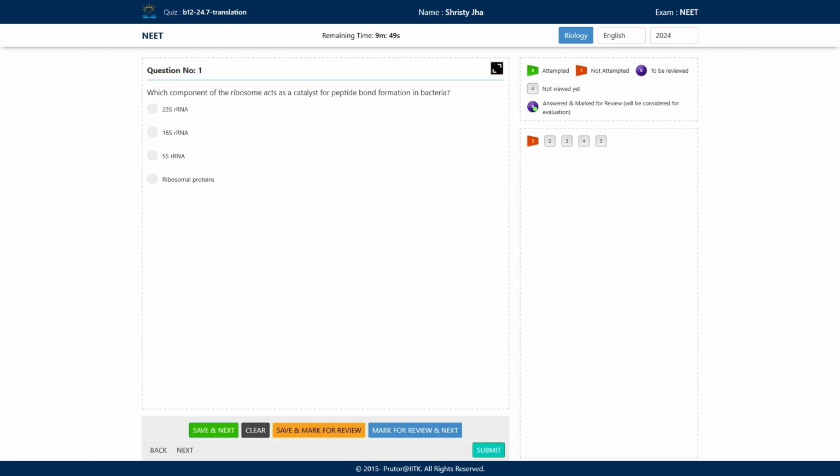So here are the TPP questions for today's class. First question is, which component of the ribosome acts as a catalyst for peptide bond formation in bacteria? So we have studied it is 23S RNA. Save and next. What is the role of untranslated regions, UTRs, in mRNA? We have studied that the role of UTR in mRNA is that it is required for efficient translation. It doesn't get translated, but it is required for efficient translation.